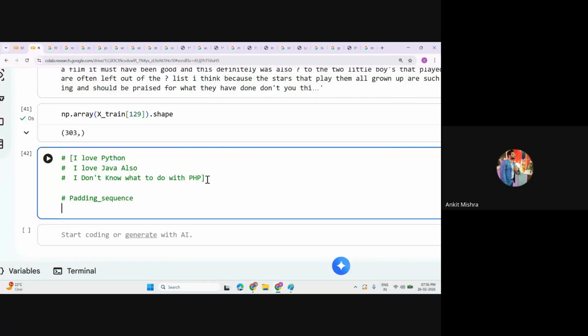And what is that padding sequence technique? It will give two types of padding. The first one is called pre-padding and the second one is called post-padding. Now, this will convert to the maximum value of my data set.